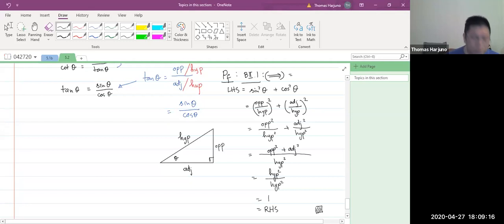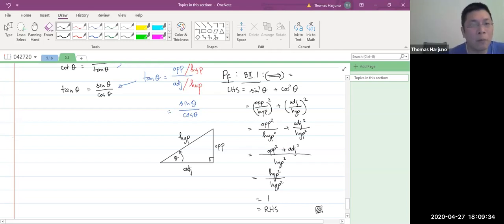Okay, now the proof that I show you here is a special case in which the angle theta is an acute angle. But you will see this formula actually applies in general, even when theta is not an acute angle.